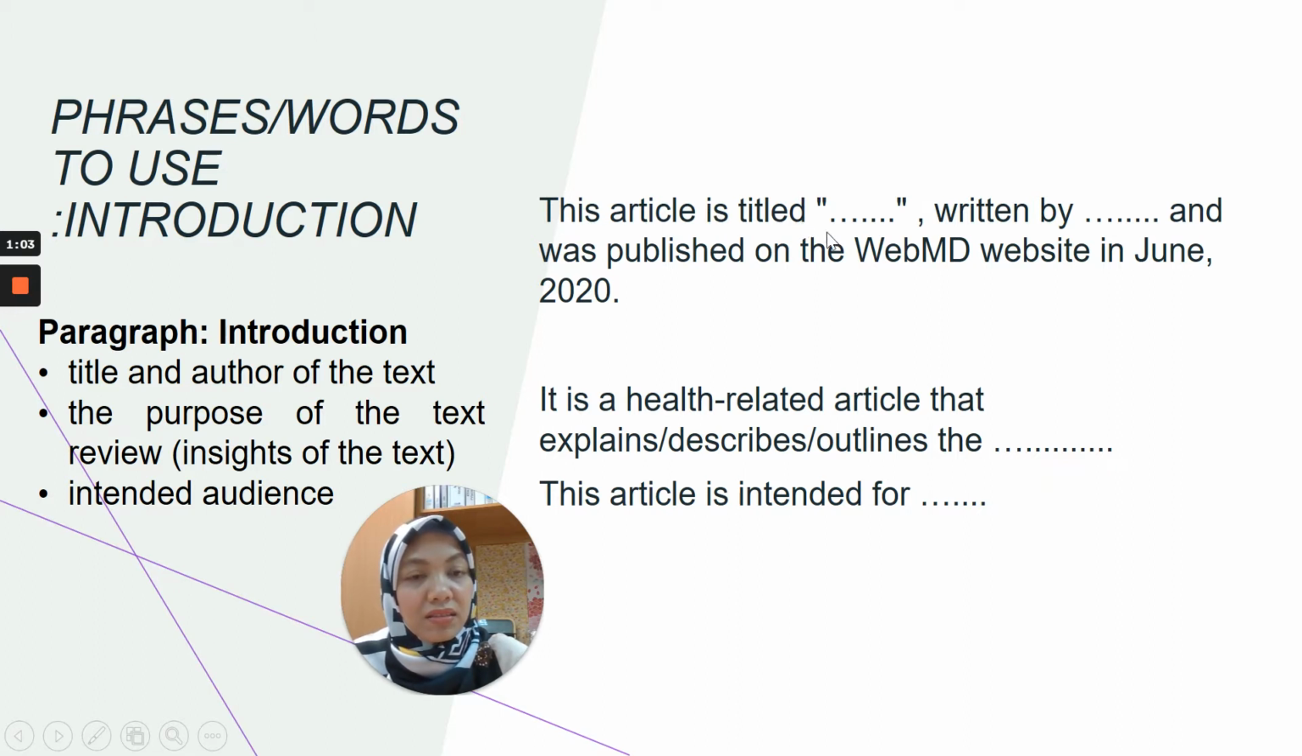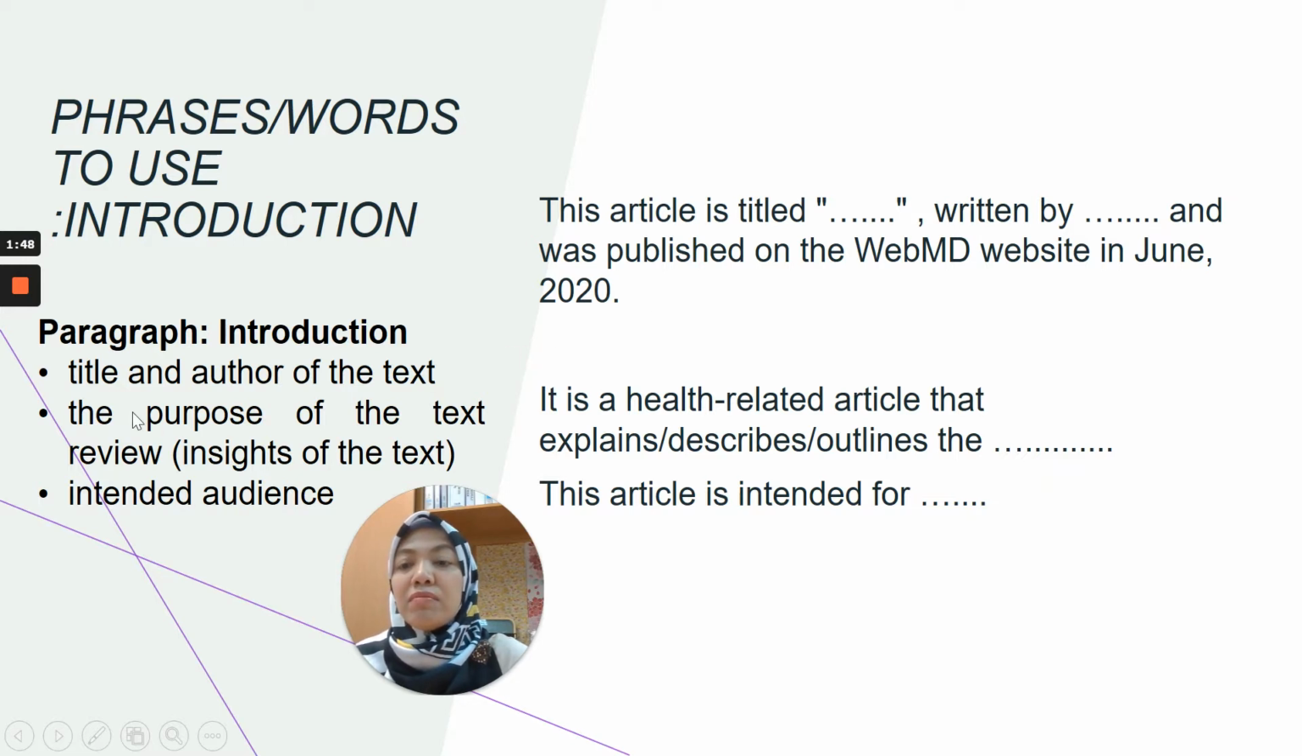This article is titled, you mention the whole title, written by, mention the last name of the author, and was published on the WebMD website in June 2020. All right, it depends. Your source would tell you whether this is an online article or taken from any other source, so you can mention accordingly. If it's an article that appears in a certain website, you can mention, as you can see here, on the WebMD website. Okay, and when was it published? June 2020. Okay, follow your source.